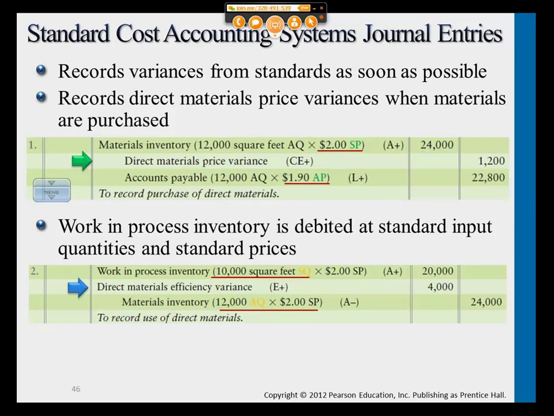What do we need to do next? We need to look at our materials inventory. Materials inventory is going to utilize your actual quantities. It's 12,000 multiplied by the standard price, which was $2.